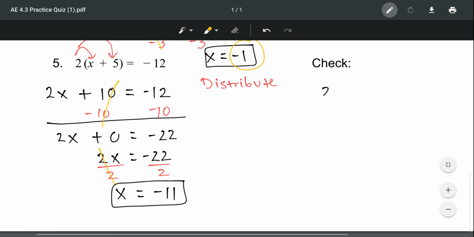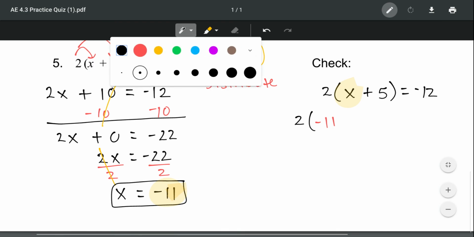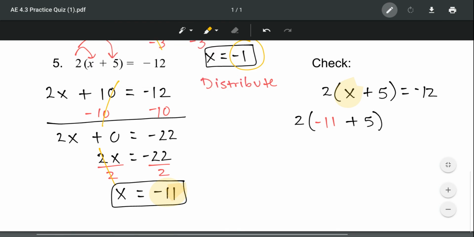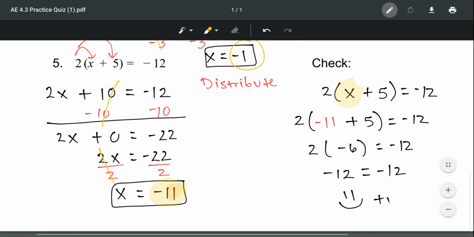Now to check, rewrite this as 2 times the quantity x plus 5 equals negative 12. And replace x with negative 11. So 2 times the quantity negative 11 plus 5 is equal to negative 12. Negative 11 plus 5 is negative 6. 2 times negative 6 would be negative 12. Since negative 12 equals negative 12, that means we solved correctly. So our answer is correct.